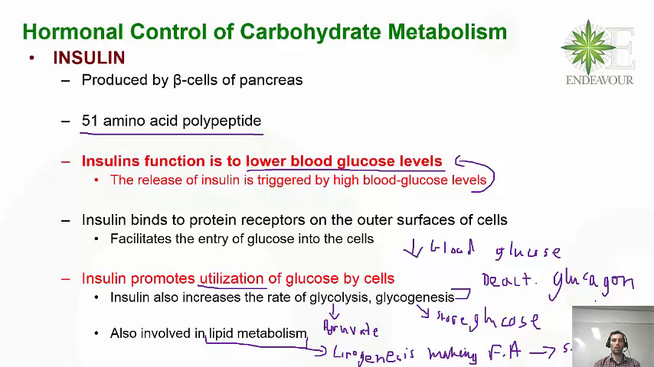And to determine when these are required, we look at the blood glucose level. If the blood glucose level is high, we need insulin to bring the glucose into the cell, whereas if the blood glucose level is low, then we need glucagon to increase the blood glucose level.